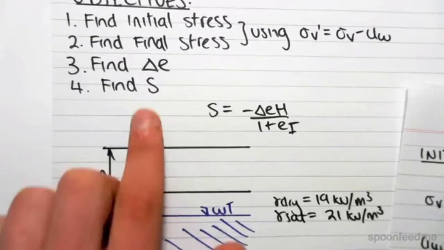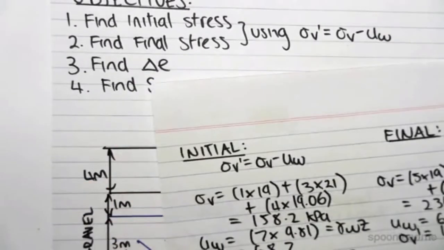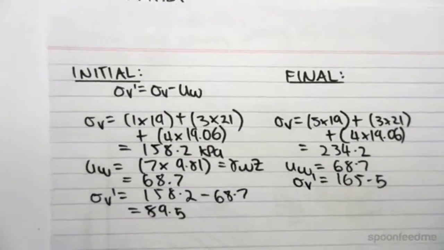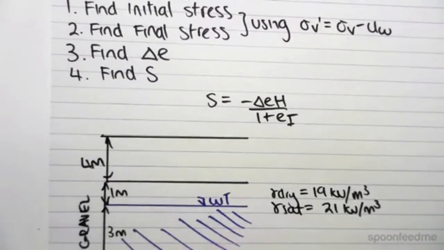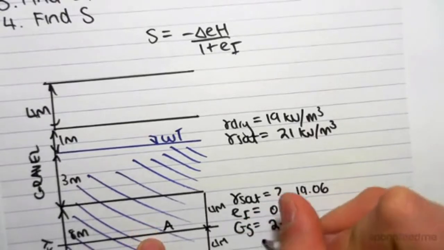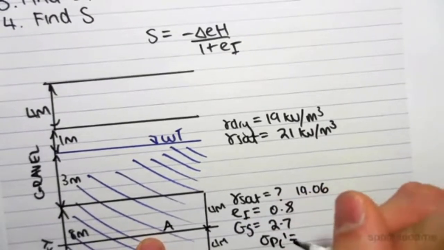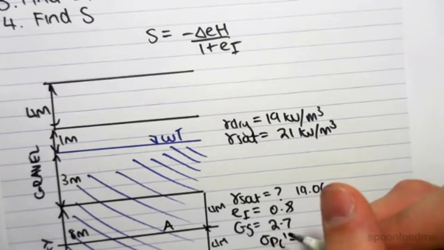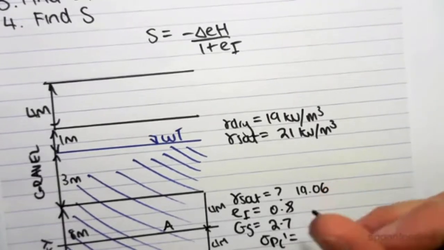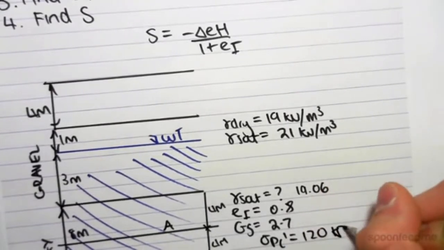Now we need to go and find the change in e. The thing you always need to know is what values are we going to be using? Is it CR, CC? Are we normally consolidated? Are we over consolidated? Or are we both? I haven't actually said anything in the question yet, but I'm going to make the pre-consolidated stress at A, I just need to choose a value which is going to be nice for this example. Let's make it 120 kPa.